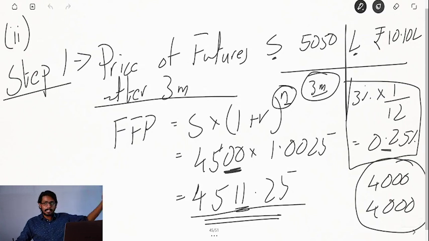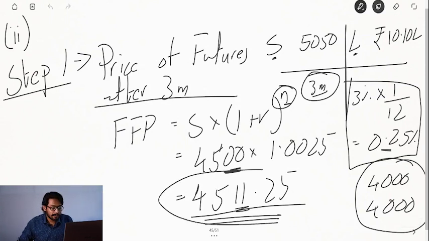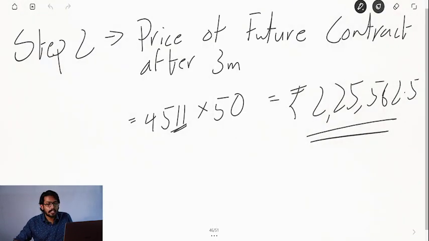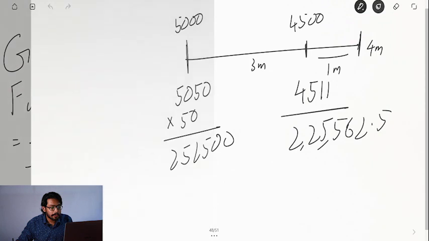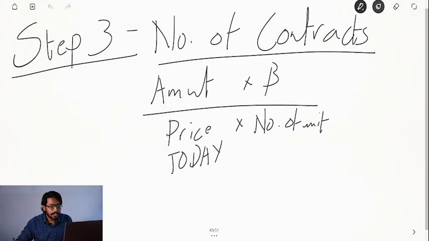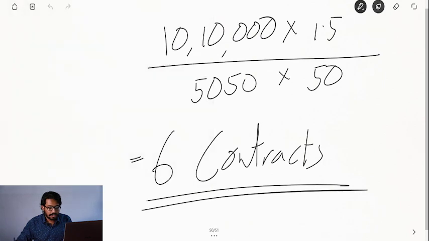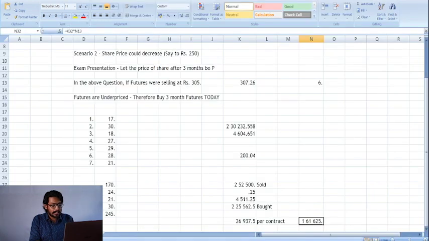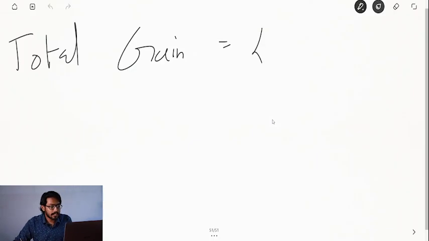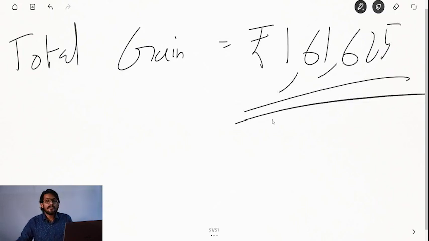So, 3 months back it was 5050, 3 months later it is 4,511. Or if you look at the contracts, it is 2,52,500. So the gain in the futures position was 26,937. This is per contract. How many contracts did you enter into? You entered into 6 contracts. Total gain is rupees 1,61,625. That is it. Very, very important question. If you are thorough in this question, you are thorough in futures.